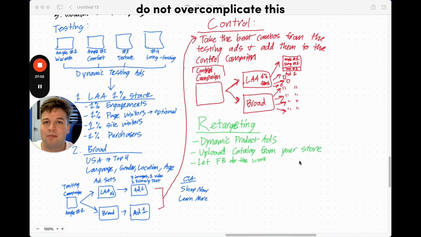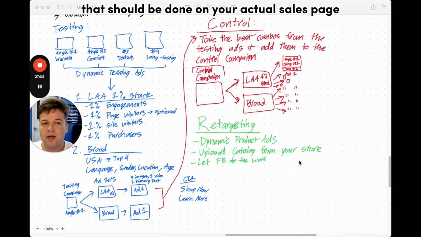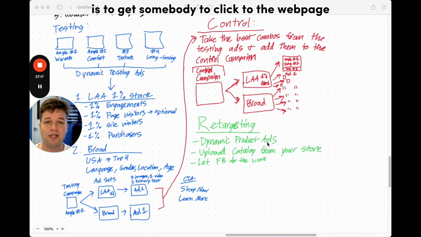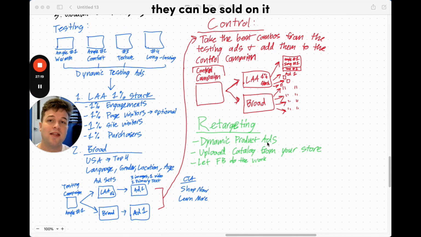Do not overcomplicate this. Don't make your own retargeting ads that are like, oh, well, we need to address this thing right here. That should be done on your actual sales page. That should be done on your website. That should not be done on these ads themselves. The only goal of the ad is to get somebody to click to the web page so that then they can be sold on it. Then they can see the reviews. Then they can see the reason to buy. They can be persuaded on the page. The only thing that we're trying to do with the ads is get them to click on it and give them enough reason to click again or the first time. Okay? That's it. Makes it super simple.